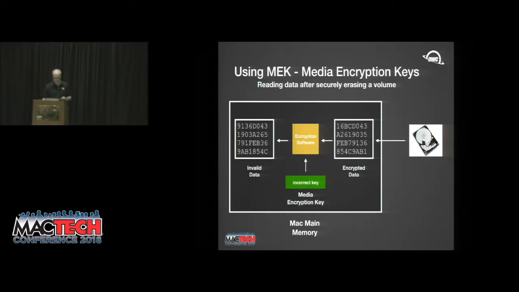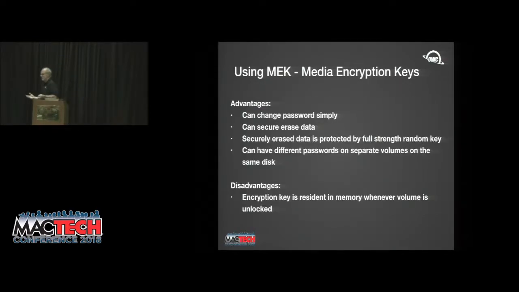So the advantages of media encryption keys are you can change the password simply, you can do secure erase, and the erased data is fully protected by this huge random number. You can have different passwords on the same disk in different volumes. The disadvantage is, when you hear about people saying that Spectre and Meltdown, for instance, are used to get encryption keys, this is what they're talking about.